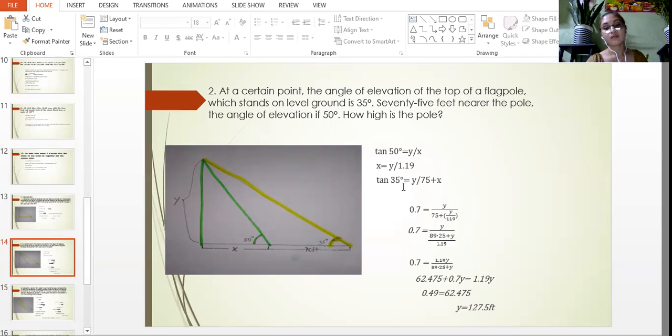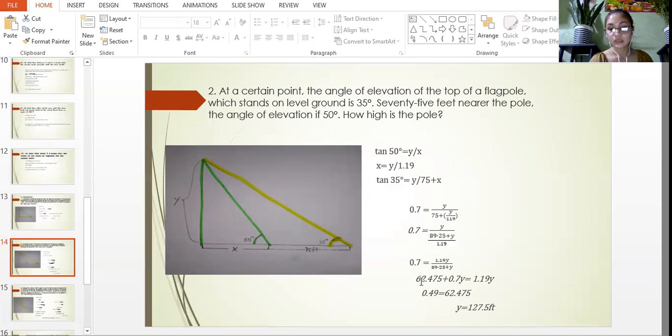So tan 35 degrees is equal to y over (75 plus x). The value of tan 35 degrees is 0.7, so 0.7 is equal to y over (75 plus x). Substitute x, which is y over 1.19. Then 0.7 is equal to y over (89.25 plus y over 1.19). So 0.7 is equal to 1.19y over (89.25 plus y).